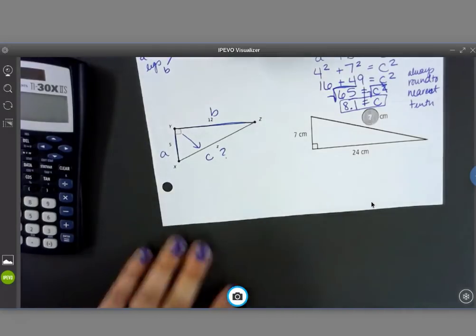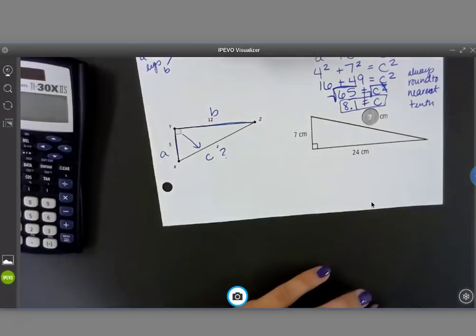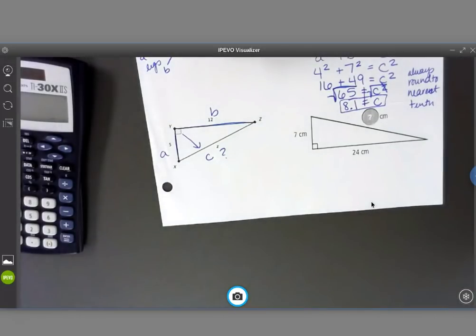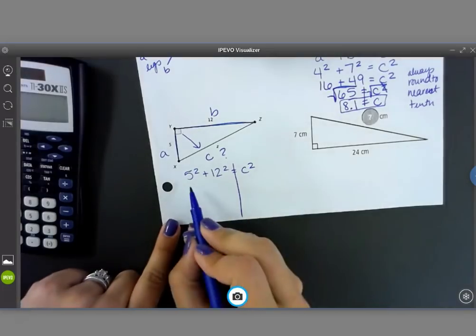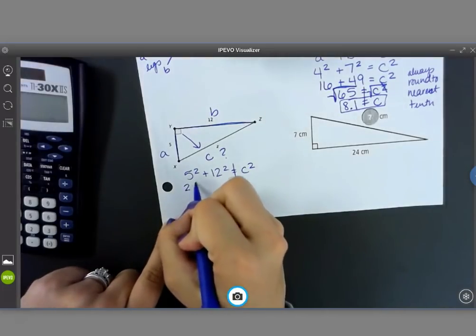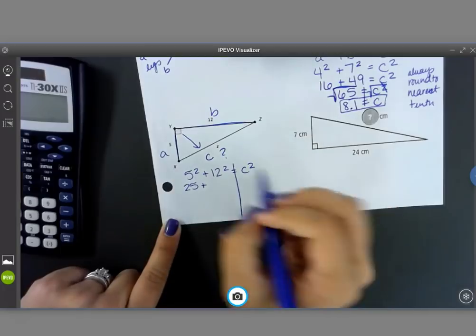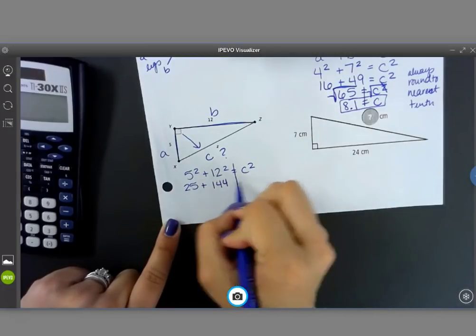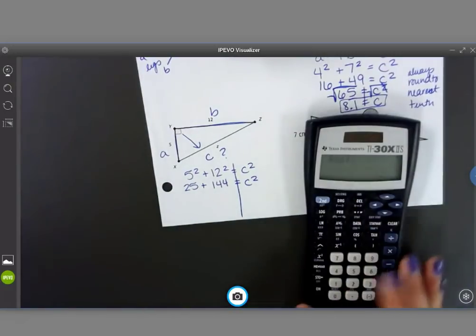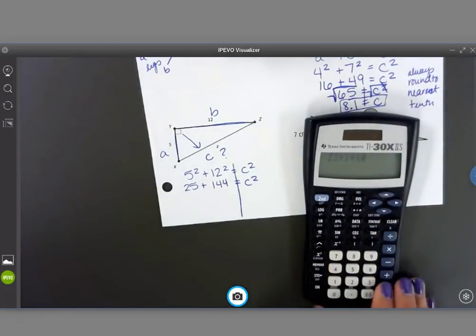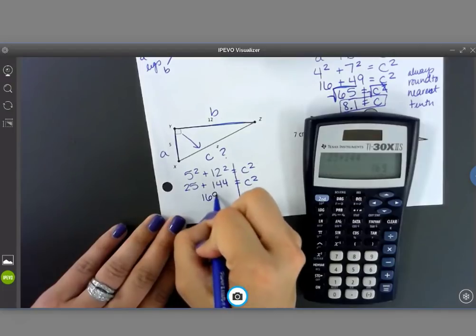I want you to pause the video and see if you can plug it in and solve for the C value. All right, I went ahead and plugged in the numbers. 5 squared is 25. 12 squared is 144. 25 plus 144 is 169.